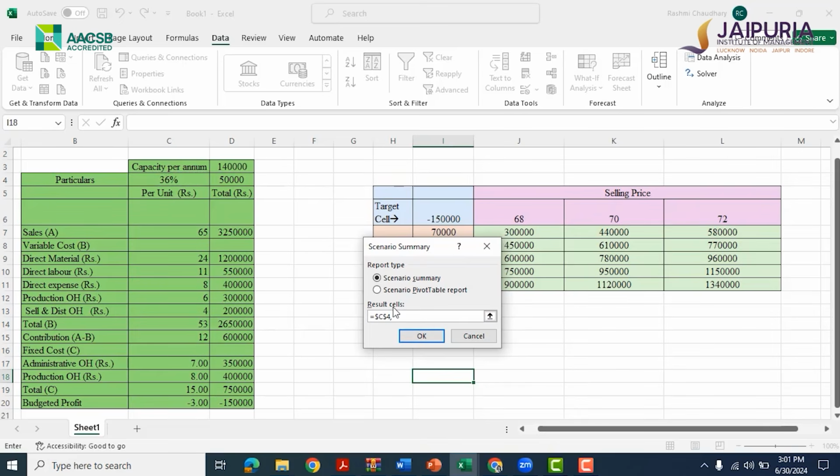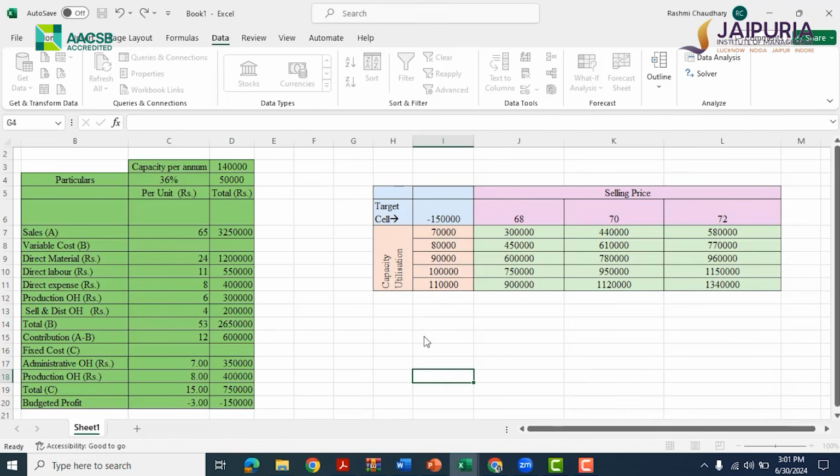capacity, so I've selected the capacity. If you want to see the number of units, then maybe I want to see the sale value, then I want to see the variable cost in totality, I want to see the fixed cost in totality, and then I want to see the profitability. So these are the values which I want on the summary chart. So I'm pressing OK here.